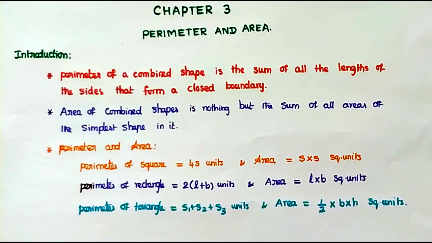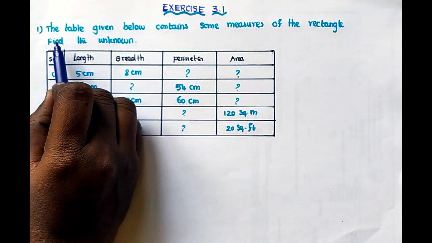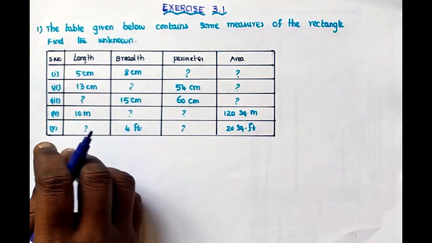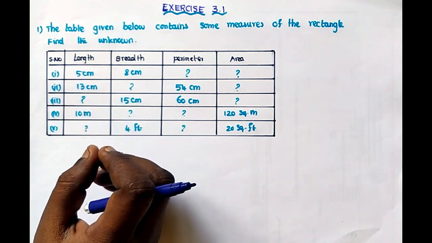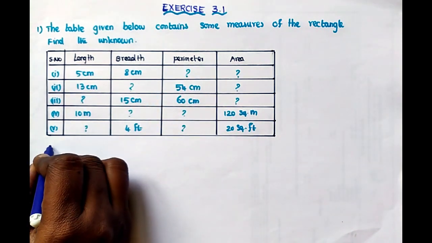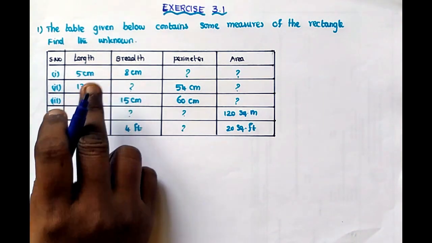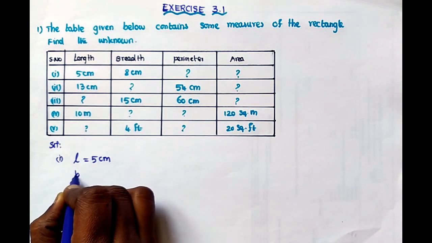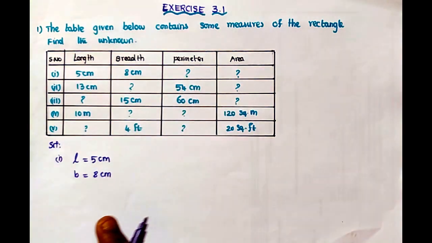Now let us see the exercise sums. Look at this exercise 3.1. First question. The table given below contains some measures of the rectangle. Find the unknown. Listen, they have given some measures of the rectangle. From that, the ones they have not given, we have to find out. So listen, first one, write down what they have given first. Length equal to 5 centimeter, breadth equal to 8 centimeter, and perimeter and area we have to find out.